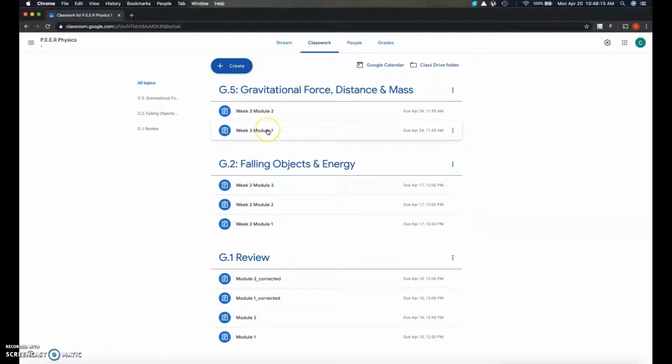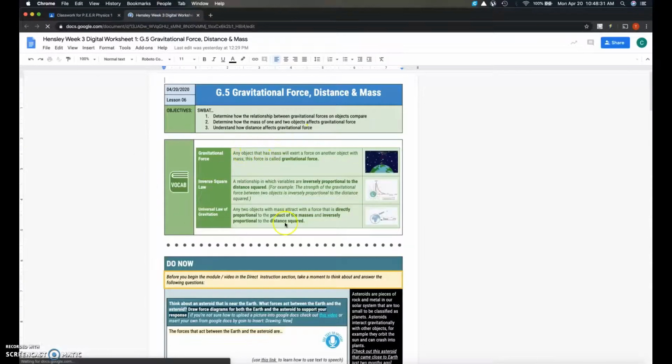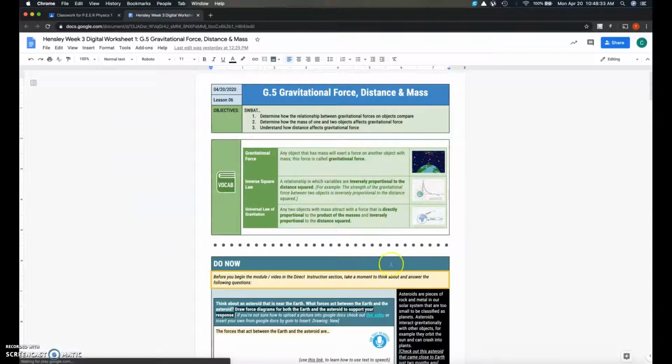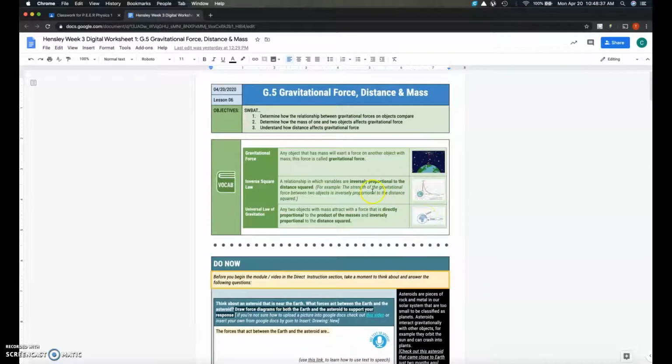So let's get started on week 3, module 1, which is what you all should be working on today. You'll notice that you are assigned a digital worksheet, but no slides. For this week, we are only doing digital worksheet. So let's go ahead and click on this, and you'll be redirected to your page. Now you are able to edit this, seeing as this is your copy, and turn it in via Google Classroom like we've done in the past.